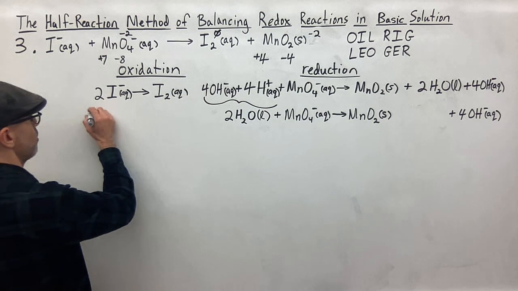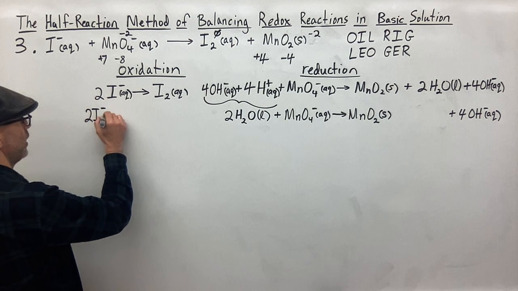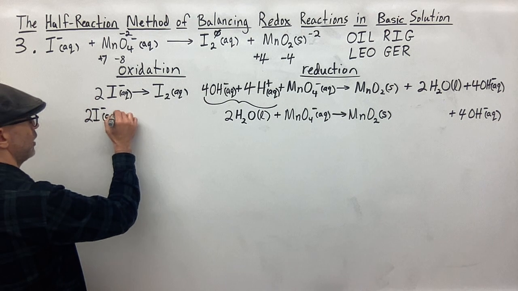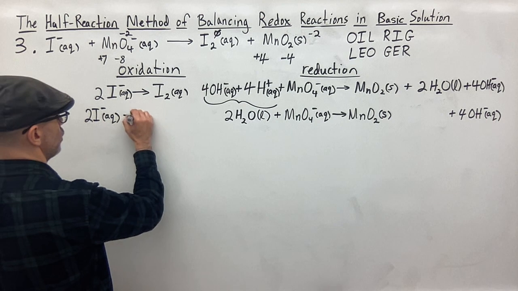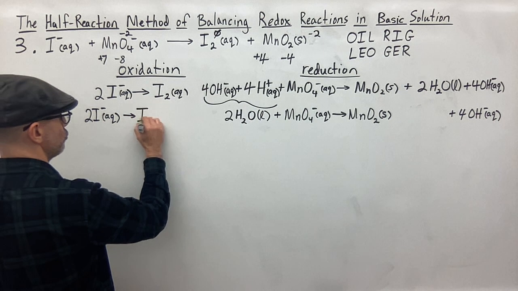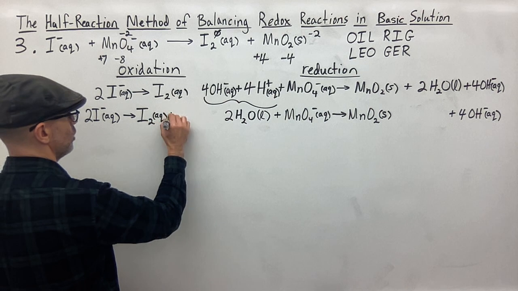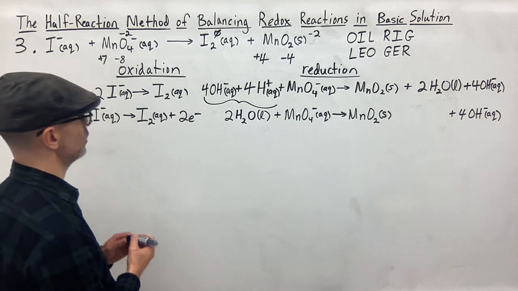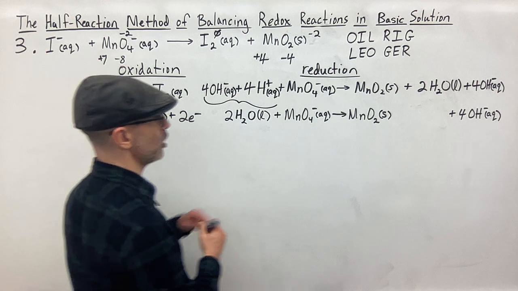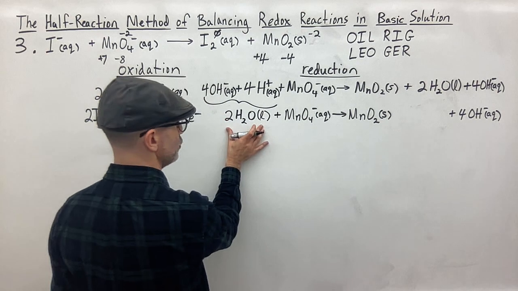So for here, I'm going to have 2 I minus aqueous, and that's going to go to I2 aqueous plus 2 negative electrons. Okay, and then same thing over here. I have 2 waters that's neutral.